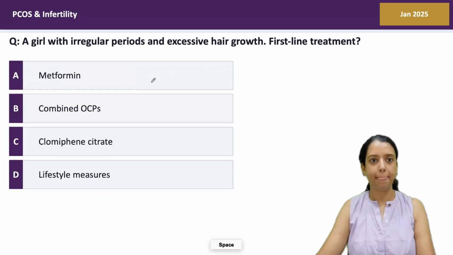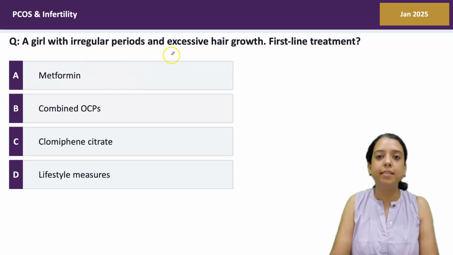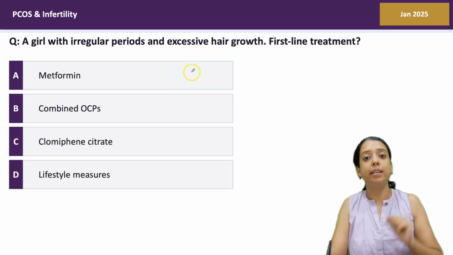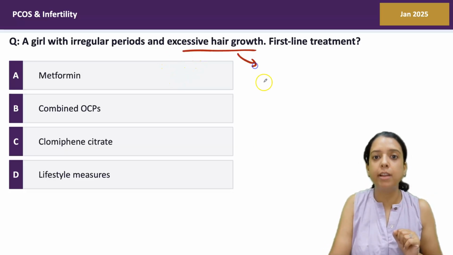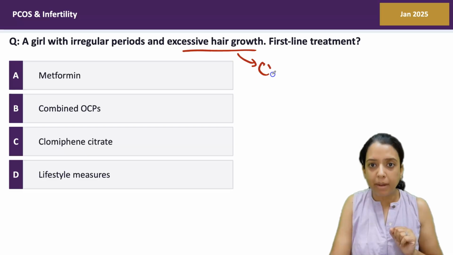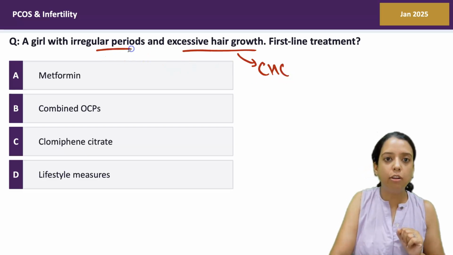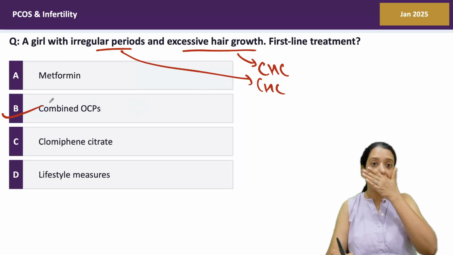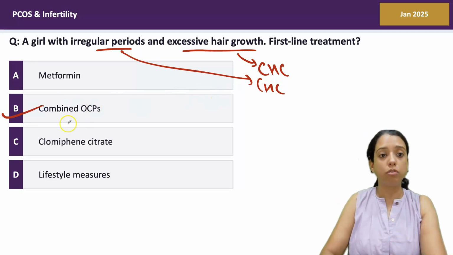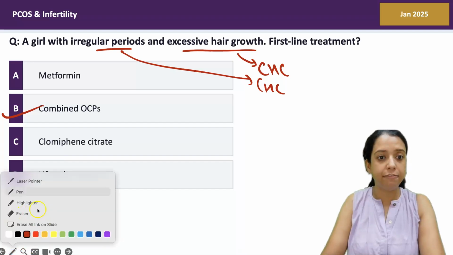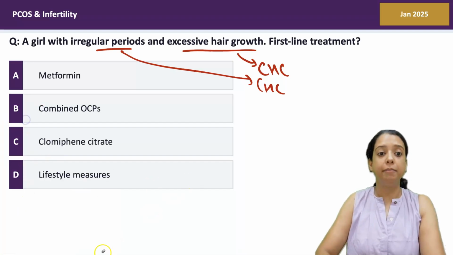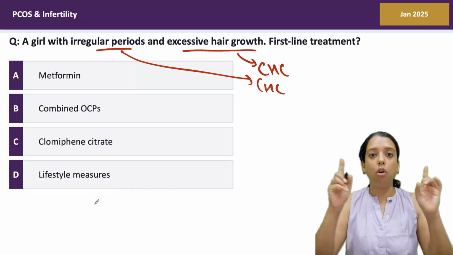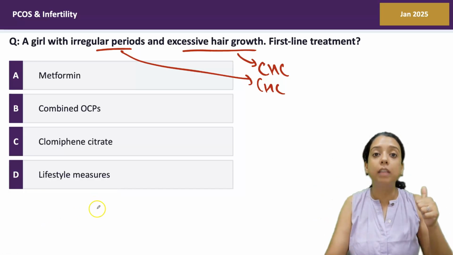A girl with irregular periods and excessive hair. What is it? PCOS. First line. Remember, in PCOS the first line for excessive hair growth is combined hormonal pills. For irregular periods, the best is combined hormonal pills. Always remember, no, sorry. They have asked the first line. They have not asked the treatment of choice.